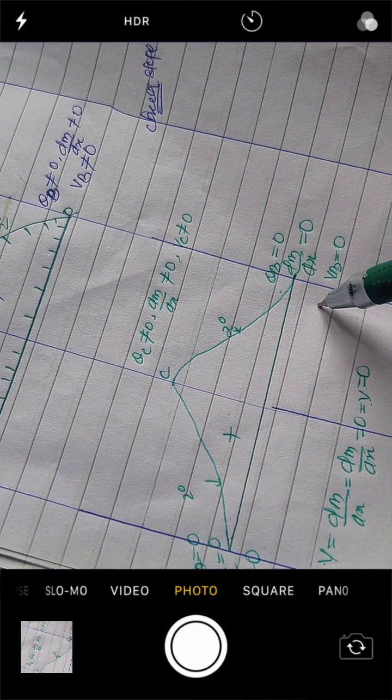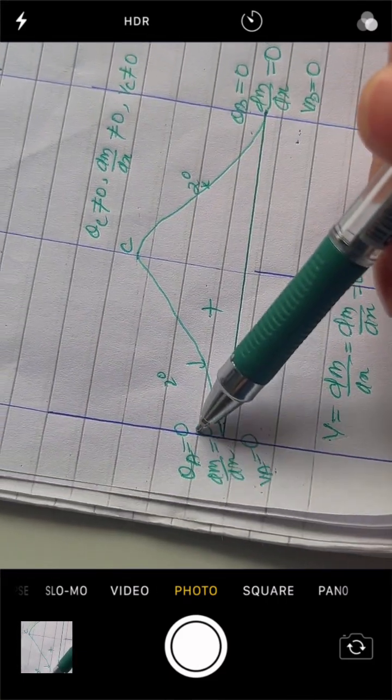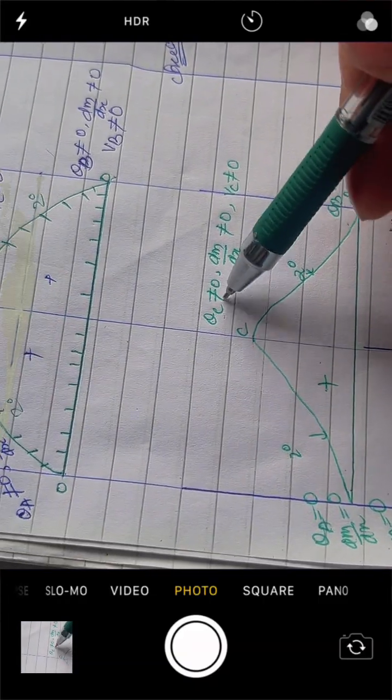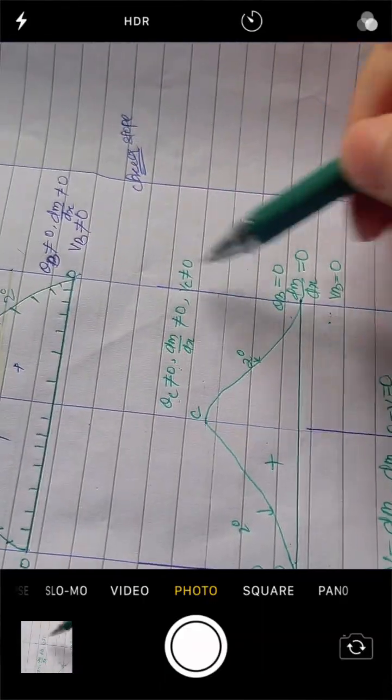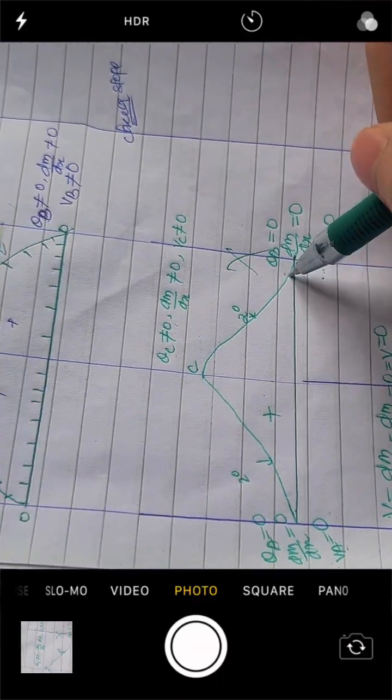So now you need to compare this with this. Do you see that here theta at A is equal to 0, whereas here theta at A is not equal to 0. Similarly, theta at C is not equal to 0 here, but here theta at C is equal to 0. Theta at B is equal to 0 here, but here theta at B is not 0. So that's why we will not consider this diagram, but we'll consider this.